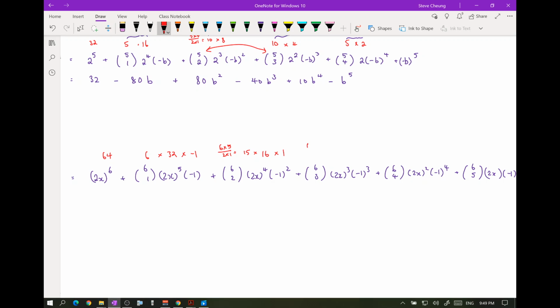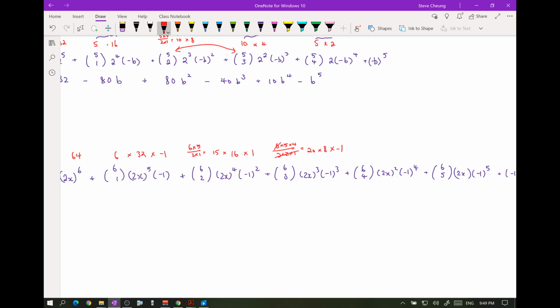So 6 choose 3 is 20, since 3 to 1 is the same as 6. 2 cubed is 8. Negative 1 all cubed is minus 1. 6 choose 4 is the same as 6 choose 2, so therefore this is 15 by symmetry.